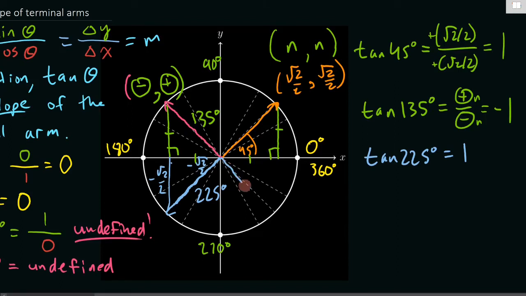And same thing down here. This one, we've got a positive cosine, we've got a negative sine, so we've got one negative sine. So tangent of, let's see, 360 minus 45 should be 315, and that is negative 1.